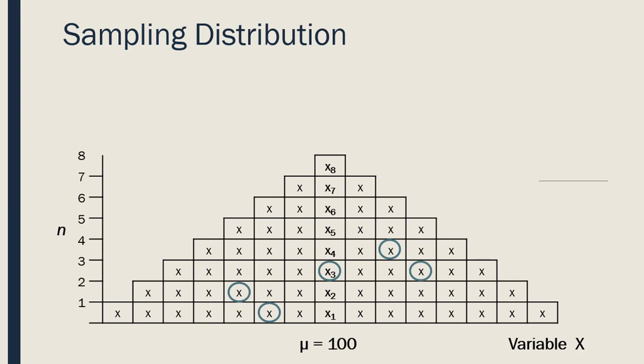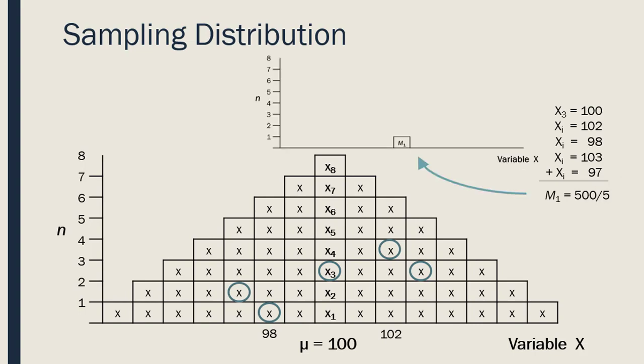We will then calculate a statistic. In this case, we're going to calculate a mean to represent that sample. So we add 102 for the second score, 98 for the third score, and so on until we have the total IQ for the sample, in this case 500. Then we divide by the number of scores in the sample, 5, and we get our first sample mean of 100. At this point, we're no longer concerned about the individual scores, x1 or x2.